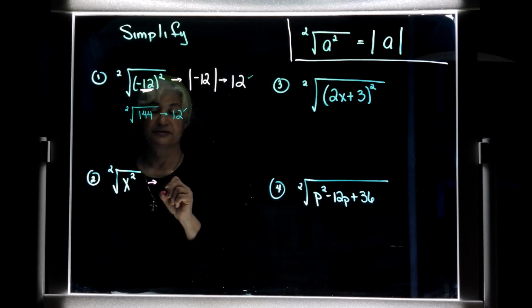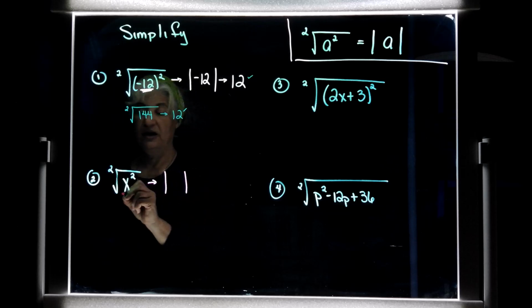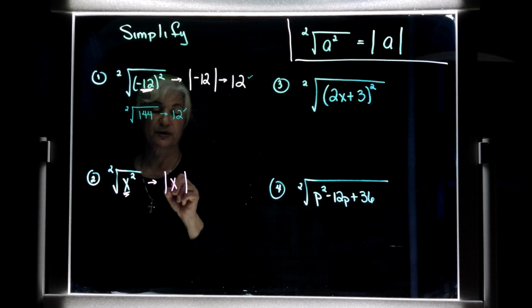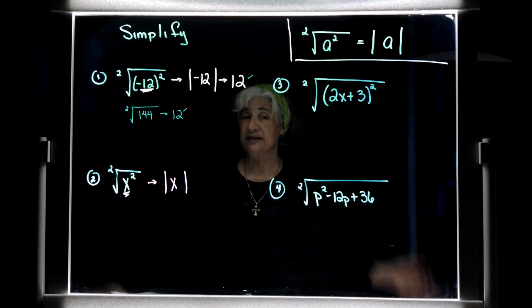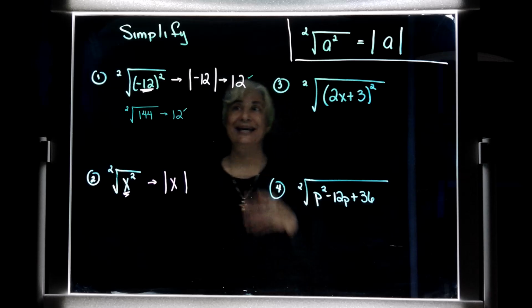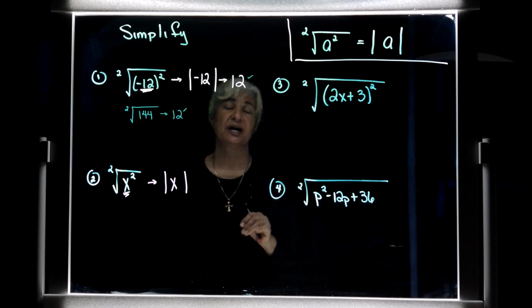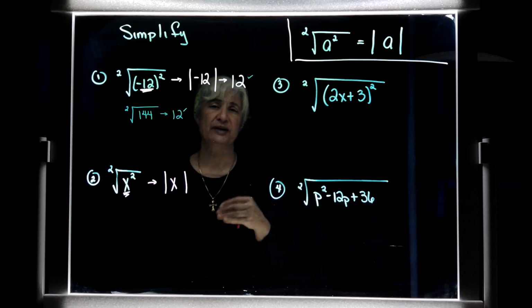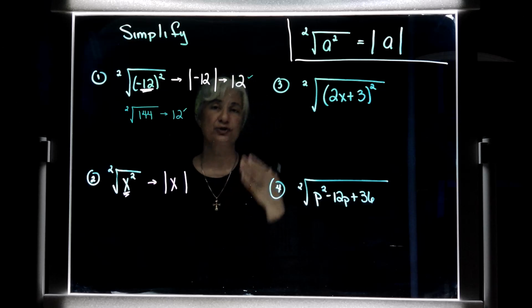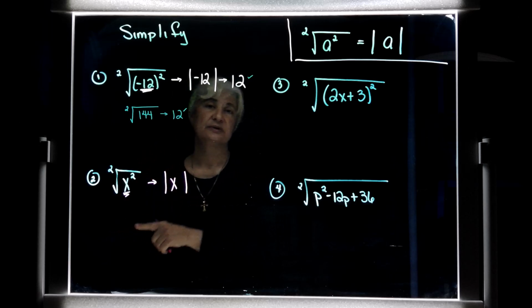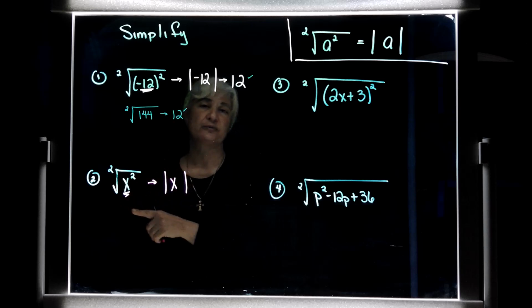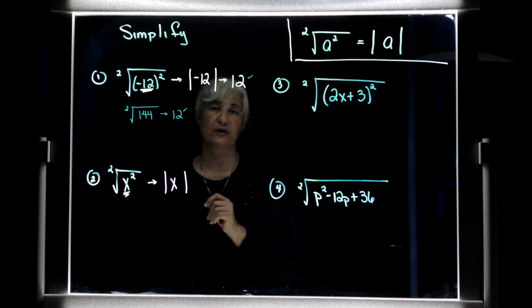I would, according to the formula, take the absolute value of, in this case, the variable that's being squared, which is x. Now here's the deal. I don't know what x is. So I can't do what I did on number 1. On number 1, I was taking the absolute value of a negative 12. I understand that negative 12 is 12 units away from 0. It is a distance of 12 units from 0, which is why the answer is 12.